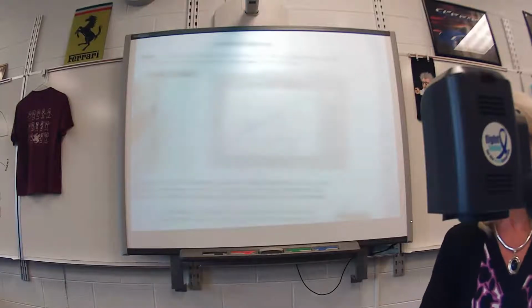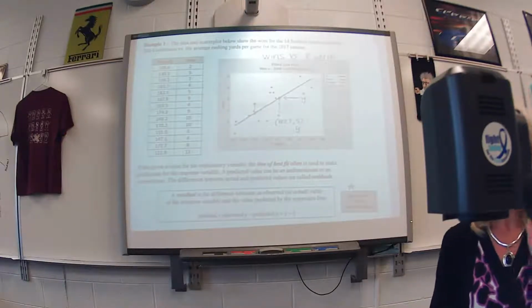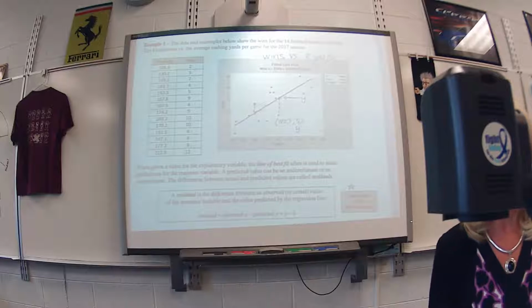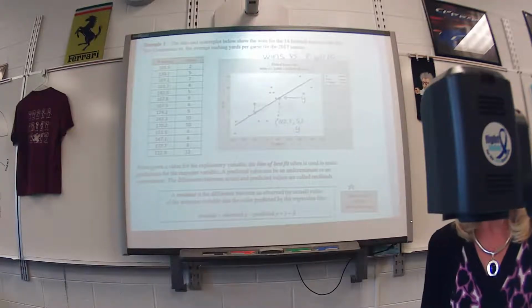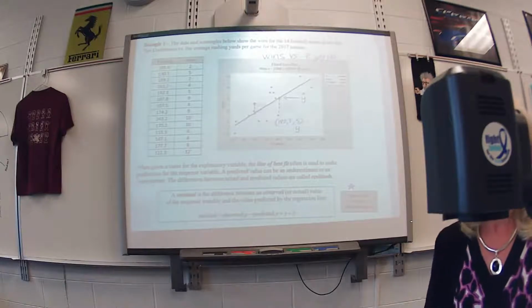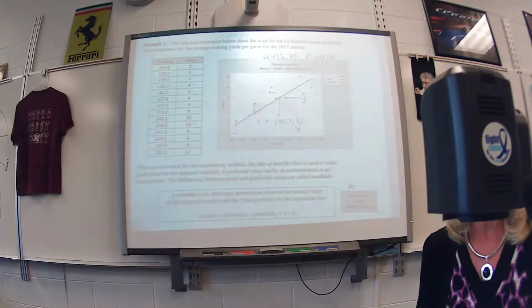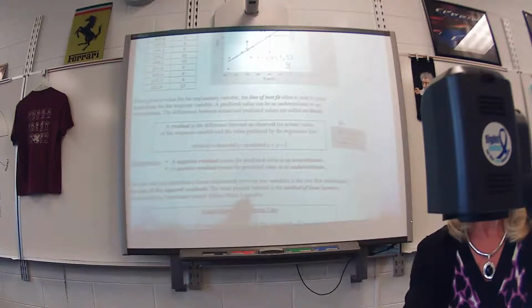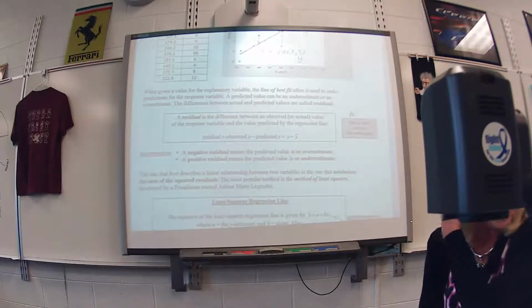So this is what we did the other day. I kind of talked through this page here, just the introduction to the least squares regression model. You guys know this as the line of best fit. We call it the least squares regression model, and I showed you the little diagram with the little squares, the whole idea that Adrien Legendre came up with.